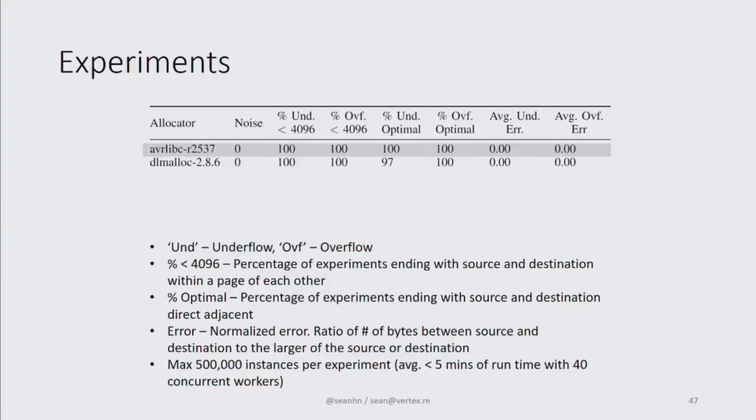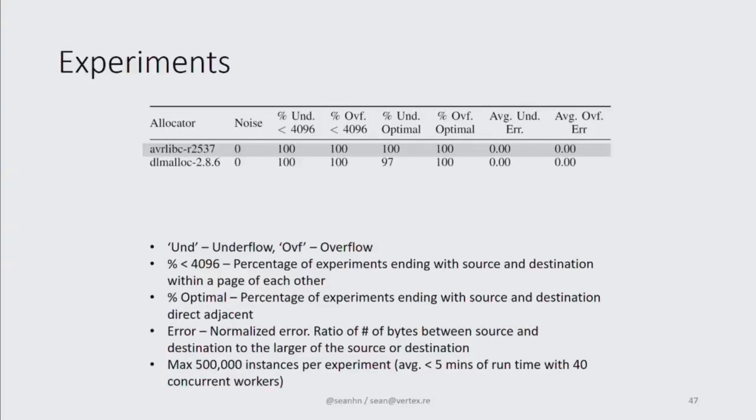These two columns here represent the percentage of solutions where the source and destination were within a page of each other. That's also worth noting, because even if we can't get the source and destination immediately adjacent to each other, if we can get them within a page of each other, we know we at least won't trigger a page fault if we trigger the overflow or the underflow. And then finally, the average underflow error and average overflow error represent the amount of actual error for situations where we didn't get the two things adjacent to each other. For each combination of allocation and destination size, starting state for the heap, and number of noise, we ran 500,000 instances. In other words, we generated 500,000 candidate solutions, and these are the results from those.